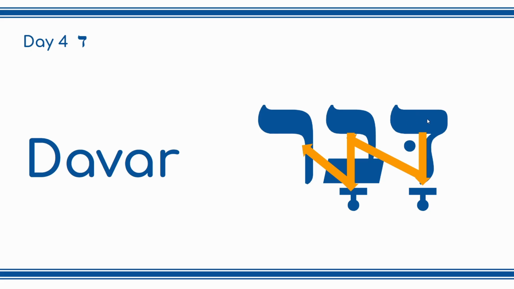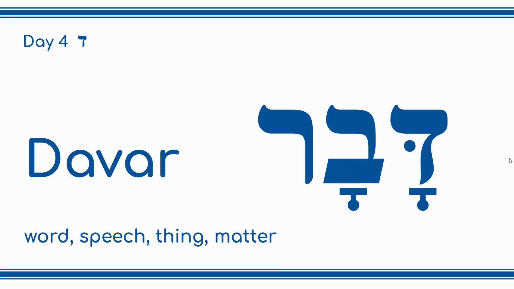Da, then you have v, and then ah, va. Then you have an r sound, r. Davar. Davar. And that's how you pronounce the word. And this word means word, speech, thing, or matter, depending on the context.